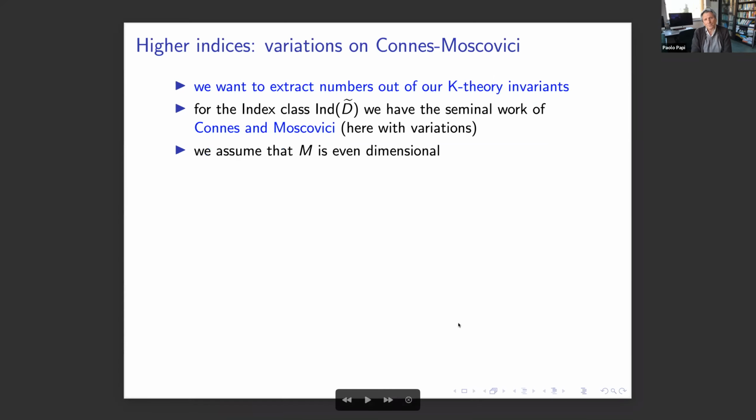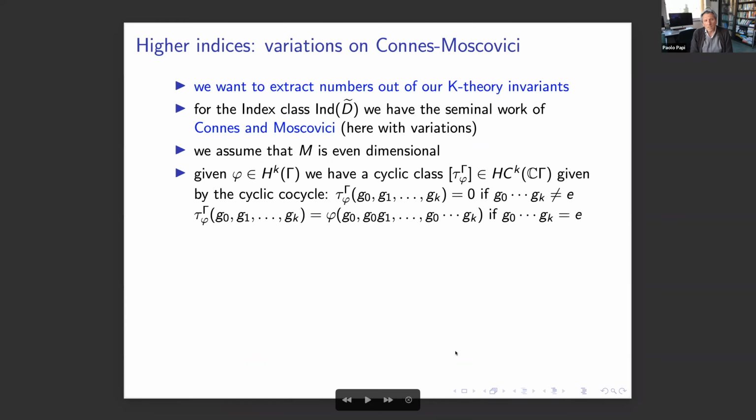And so let me assume, to fix notation, that M is even dimensional. And let me fix a group cocycle phi. Then we can define a cyclic cocycle in the following way. So here is the definition, you can read it. And this turns out to be a cyclic cocycle and defines an element in the cyclic homology of the group algebra of gamma.